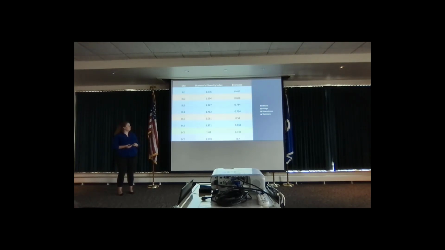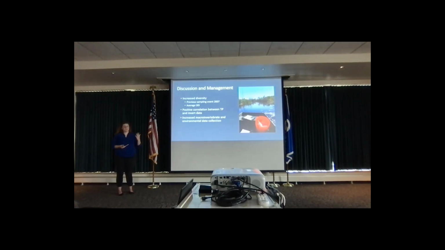And we have the pelagic zone, the BL2 and BL5, which had lower diversity and evenness, likely due to its mucky sediment as well as lack of macrophytes. So for my discussion and management, in this analysis, I determined that there's been an overall increase in diversity over these 14 years. And through our PCA analysis, we saw that there is some correlation between total phosphorus and diversity. However, it's not very strong.